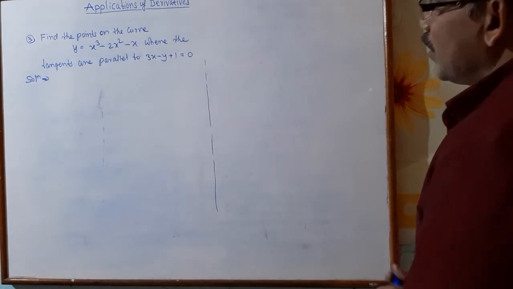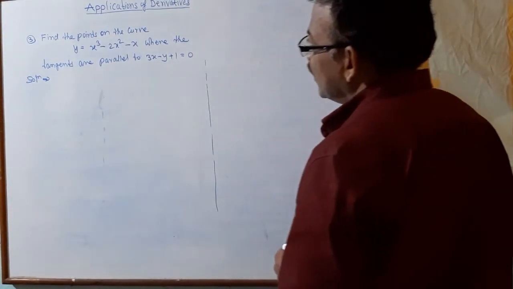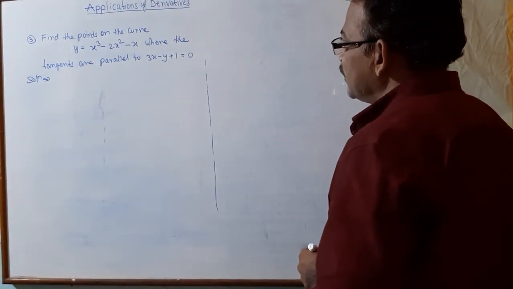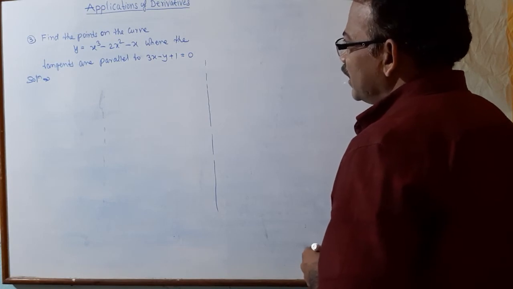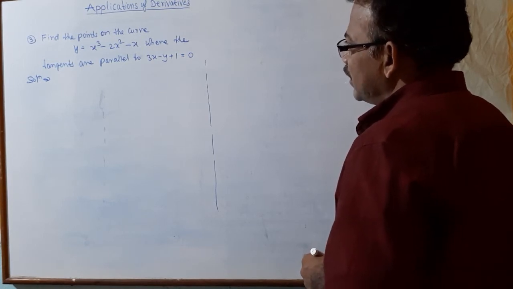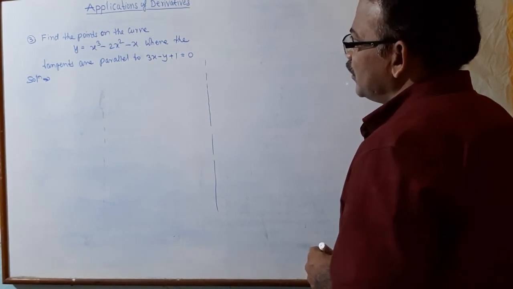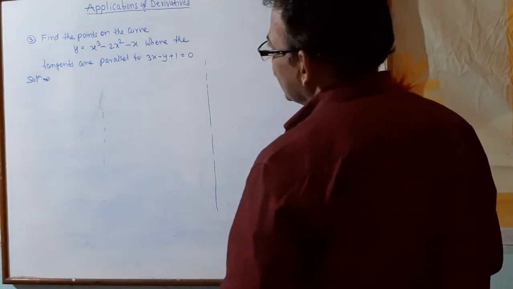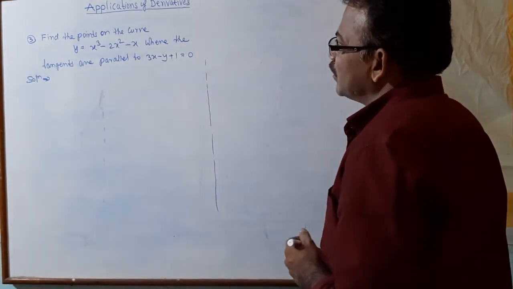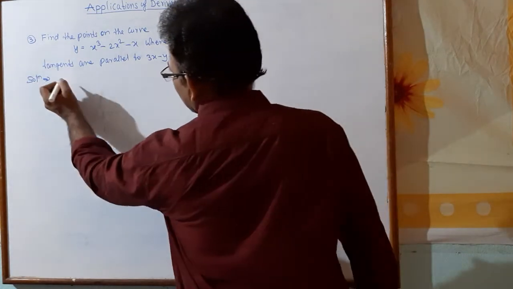Let us continue. Third problem. Find the points on the curve y equal to x cube minus 2x square minus x where the tangents are parallel to the line 3x minus y plus 1 equal to 0. Right? So first we find dy by dx, that is the slope of tangent from the given curve.